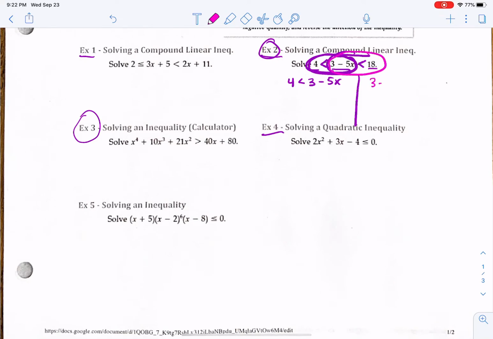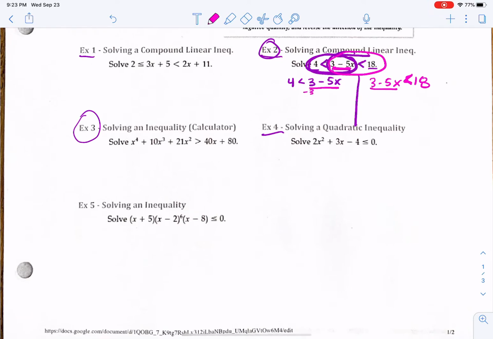which is 3 minus 5x, is less than 18. So really that middle part appears in both of the equations. Okay, the middle part appears here and the middle part appears there. And then we just solve them. So I want to get the x by itself.